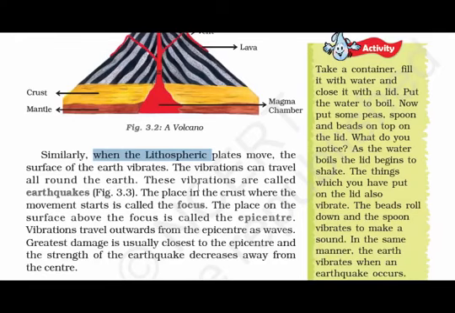The place in the crust where the movement starts is called the focus, and the place on the surface above the focus is called the epicenter. Vibrations travel outwards from the epicenter as waves. Greatest damage is usually closest to the epicenter, and the strength of the earthquake decreases away from the center.